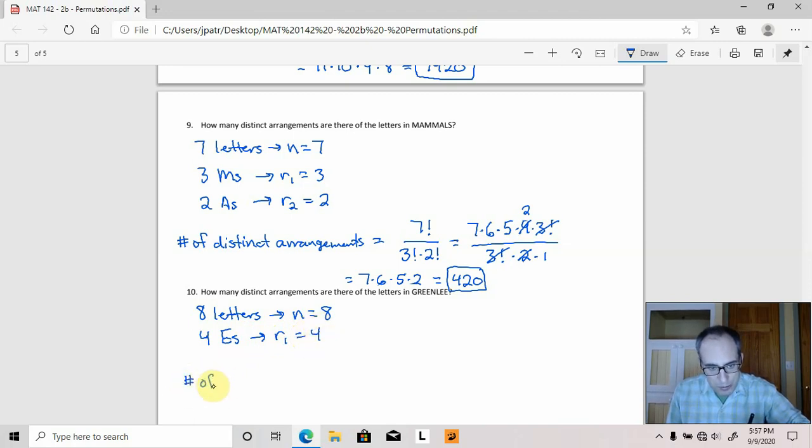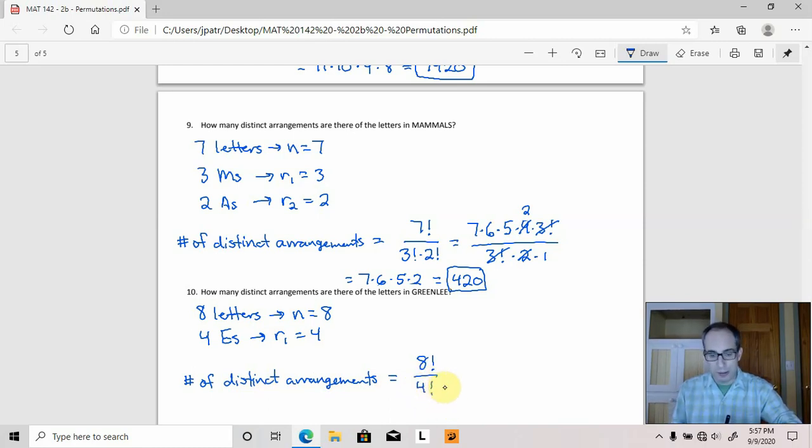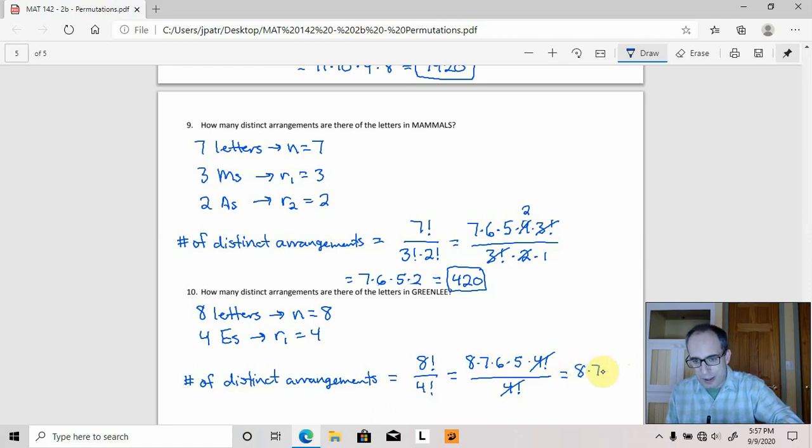So then the number of distinct arrangements is going to be 8 factorial over 4 factorial, right? We only have 1 thing that repeats, so we only have 1 factorial down here. It's not going to be multiplied by some other factorial. So I'm going to write this so I can cancel a 4 factorial out. So 8 times 7 times 6 times 5 times 4 factorial over 4 factorial. And then I can cancel the 4 factorials. So then this is just 8 times 7 times 6 times 5. So that's 56 times 30, which is going to be, I'm going to cheat and look this time, 1680. Okay. So 1680 is what we get there.